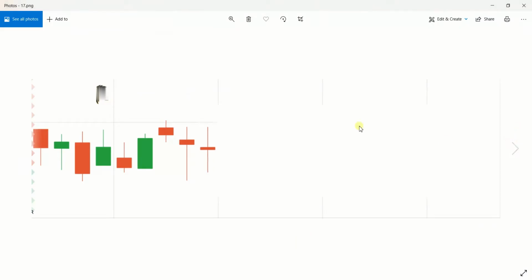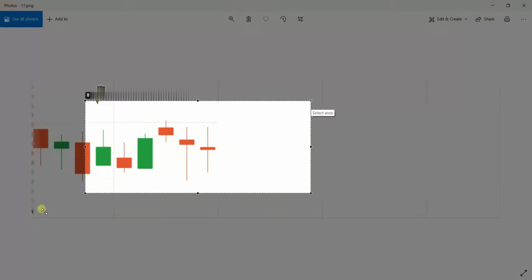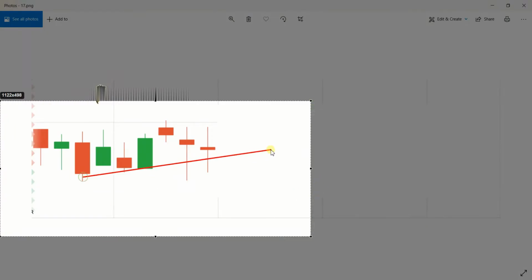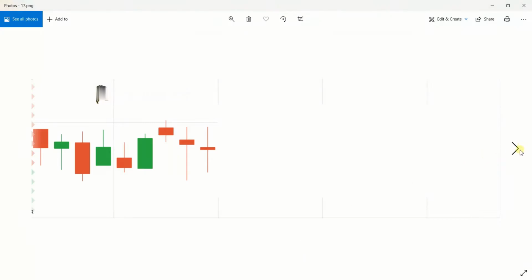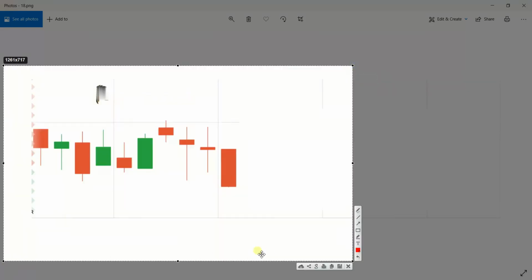So let's see. Okay, again a weak candle. So let me draw a trend line here. Okay, still not sure here, so we need to wait. Okay, now you can see a strong seller's entry, and here if you observe, this seller's candle broke this support level.